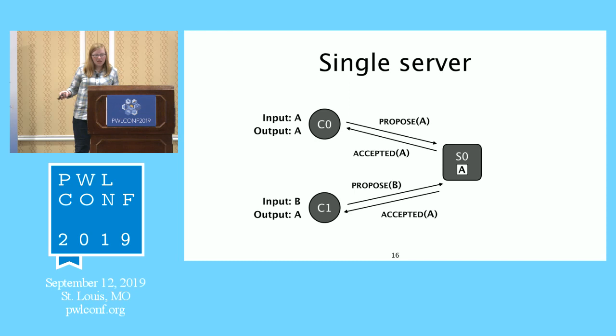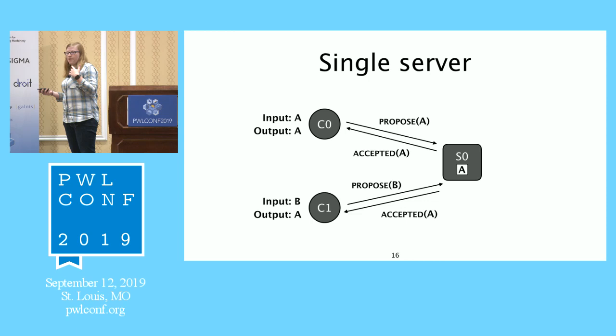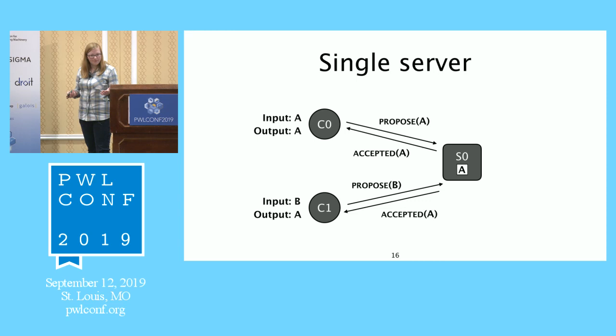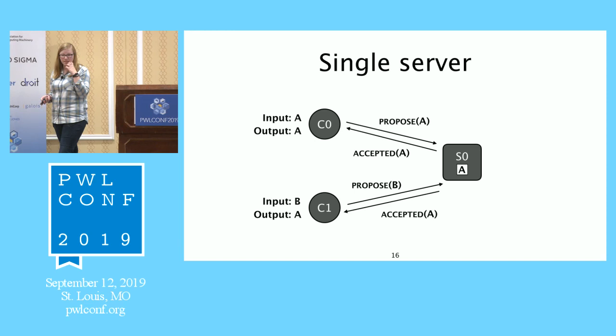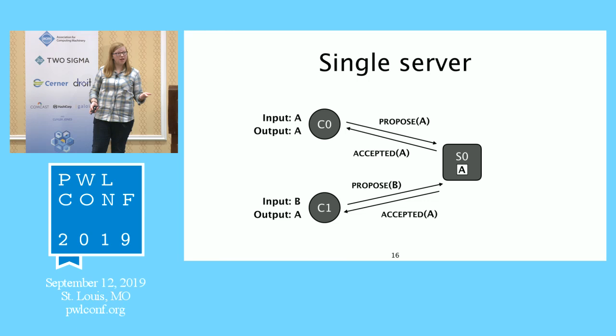They didn't get the value that they wanted, but at least as a side effect, they've learned what the value is. This is great. In fact, this actually solves how I would define distributed consensus. We have safety because they've learned the same value, and as long as that server's up, we have progress. As long as that server's up. I wish we lived in that world.